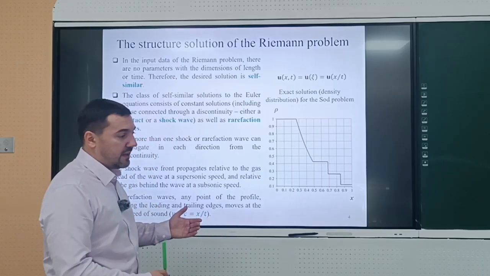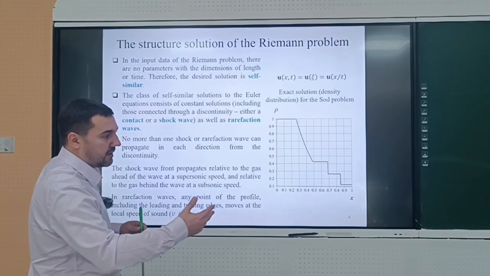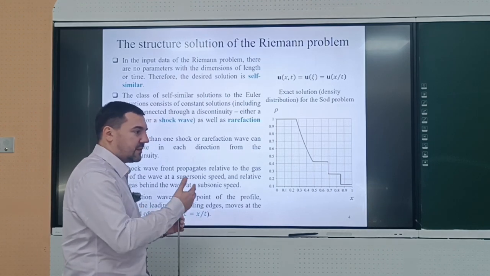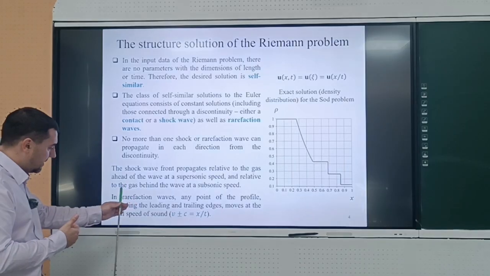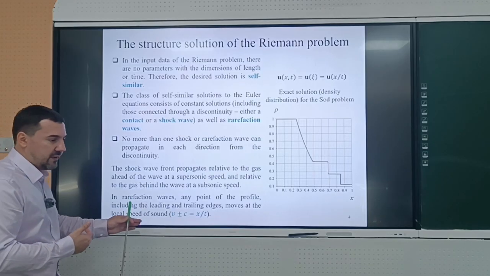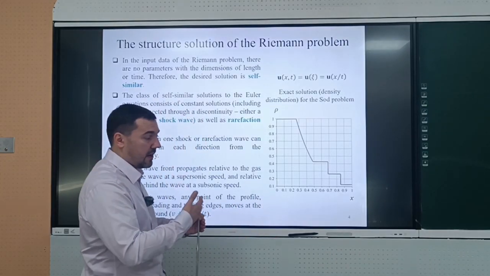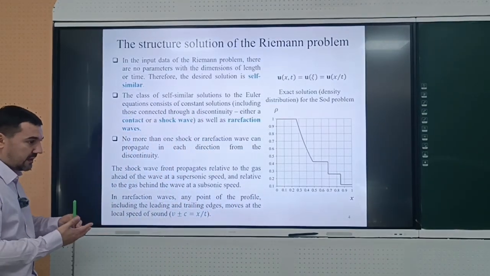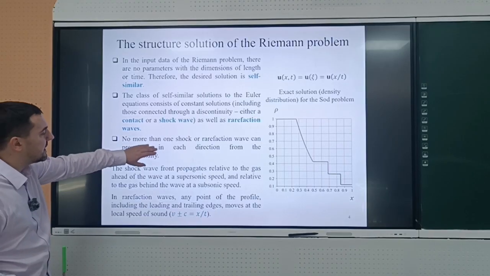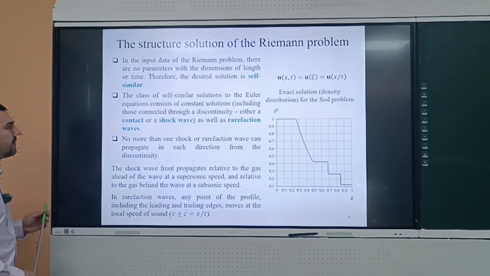And for example, consider the case when a rarefaction wave propagates behind the shock wave in the same direction, but the shock wave propagates with the subsonic speed relative to gas behind it, and each point in the rarefaction wave moves with the local speed of sound. It means that in this case the rarefaction wave will catch up with the leading shock wave, and so on. So by analyzing the speeds of these waves, it's possible to prove this statement, that no more than one shock or rarefaction wave can propagate in each direction from the discontinuity.